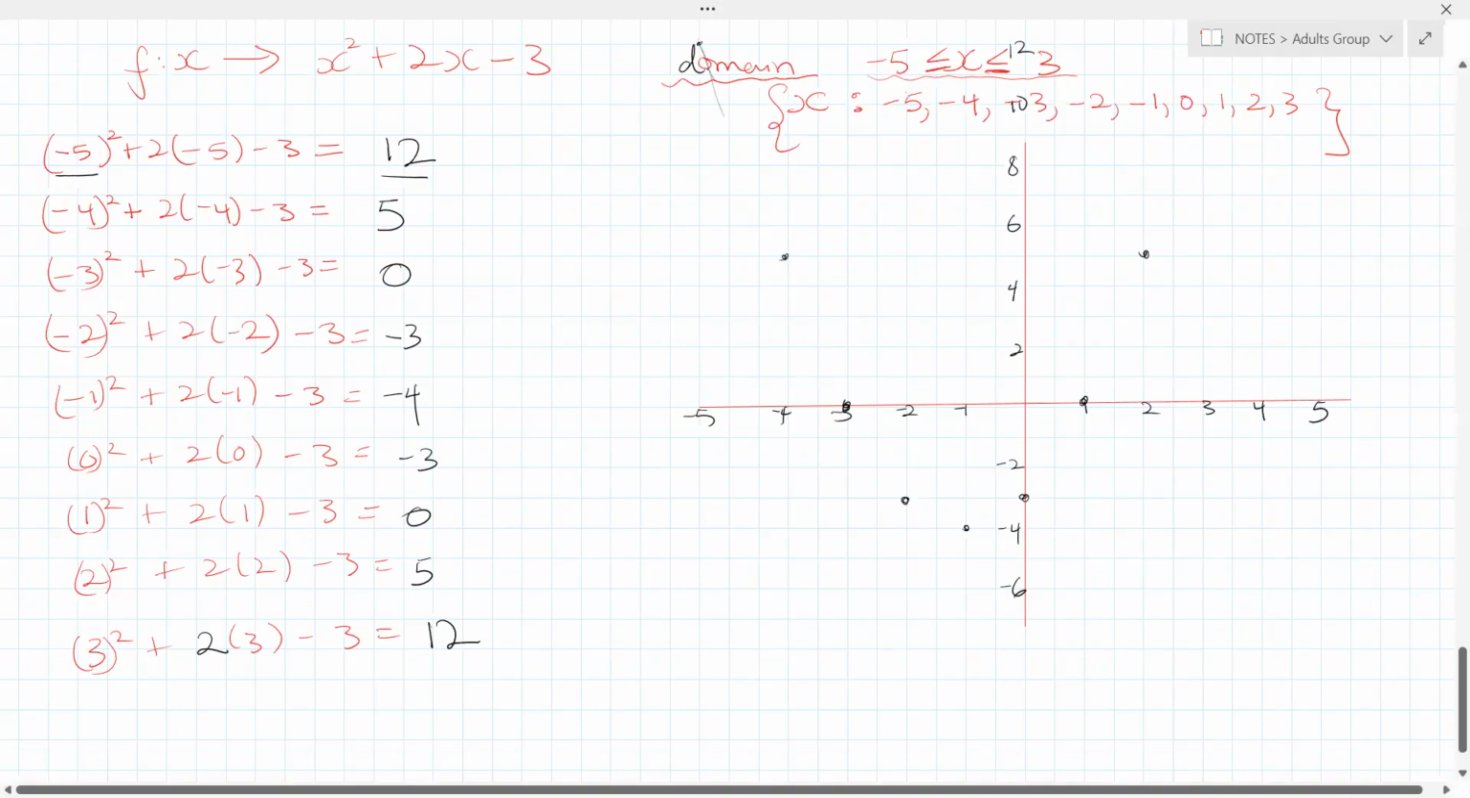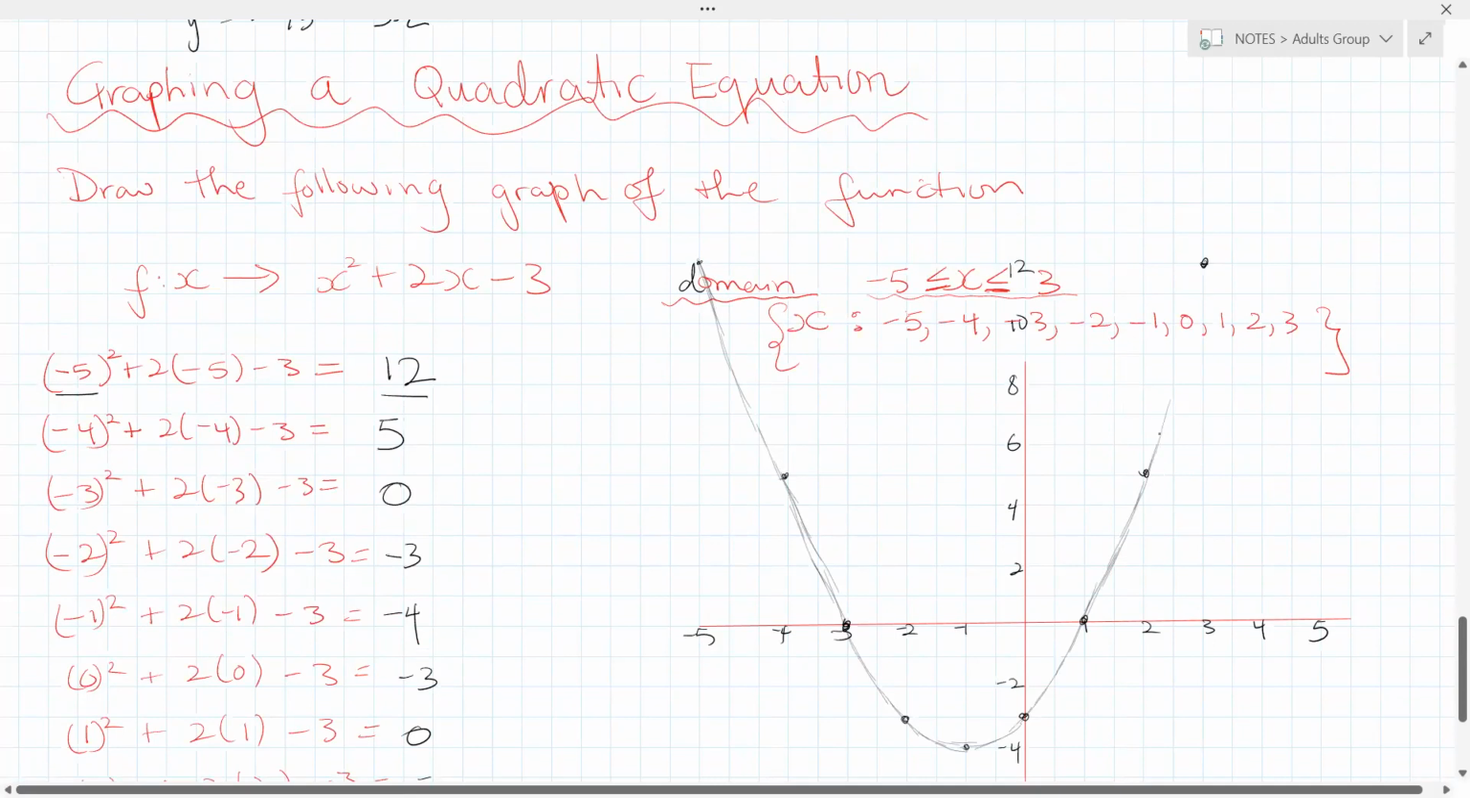For a straight line, we use a ruler. For a quadratic, we just go from point to point and we take our time. No ruler, freehand, because it's a curve, so it's curving right here. It's so nice and beautiful, right? And that's our graph of a quadratic equation.